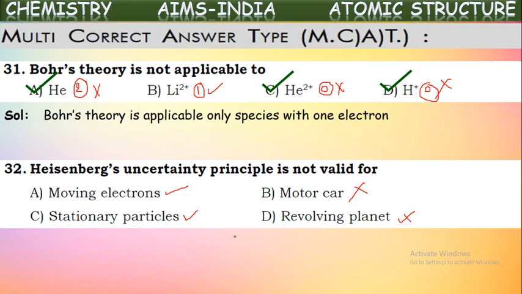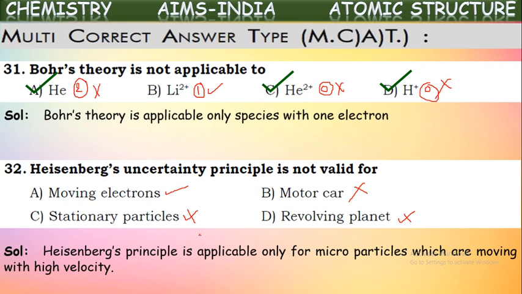So for stationary particles, for revolving planets, and even for the motion of cars and vehicles, this principle is not applicable. Only for particles with very small size and high velocity is this principle applicable. Heisenberg's principle is applicable only for microparticles which are moving with high velocity like electrons. So only for electrons it is applicable, but here they are asking for which it is not applicable. So for these three.